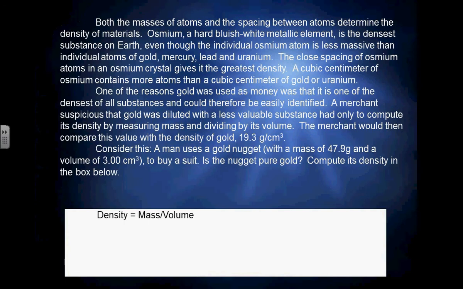So a man goes in with a gold nugget to buy a suit. He's got a nugget of gold. Okay. He wants to use this nugget of gold to buy his suit. The owner of the store says, okay, fine, I'll take the gold, but I want to be sure it's real. So he has some tools. He measures its mass to be 47.9 grams. He measures the volume of this chunk of gold. It's 3 cubic centimeters. Is it pure gold? You calculate its density first of all. Go ahead. Calculate its density.